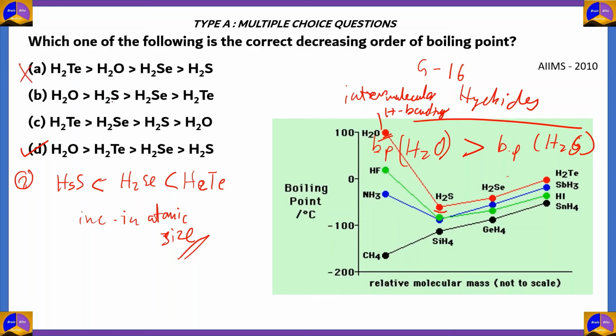Option B states that H2S is more. However, H2S in the graph is given as the least, so option B is incorrect. And in option C, this would have been the correct order if we followed the increase in atomic size model. However, that is incorrect because we know that oxygen has intermolecular hydrogen bonding. So therefore, the right answer is option D. The boiling point of water is greater than H2Te, greater than H2Se, all of which are greater than H2S.